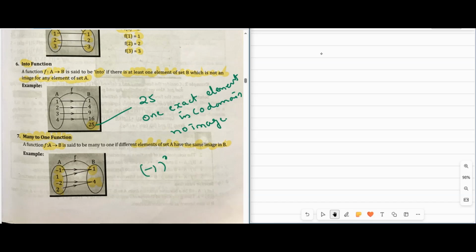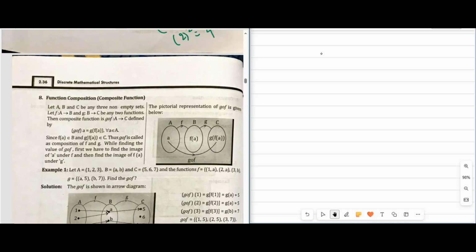Minus 1 squared is 1, plus 1 squared is also 1. Minus 2 squared is 4, then plus 2 squared is also 4. So here the function is f of x equals x squared, for example for a many to one function. Then moving on with the next one.